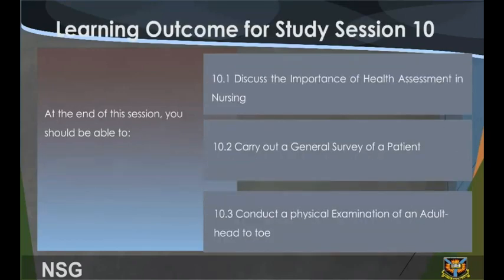Learning outcomes. At the end of this study session, you should be able to: 1. Discuss the importance of health assessment in nursing. 2. Carry out a general survey of a patient. 3. Conduct a physical examination of an adult, head to toe.